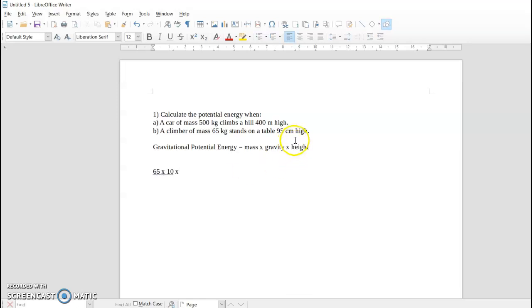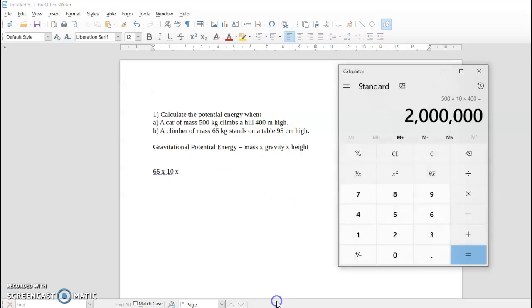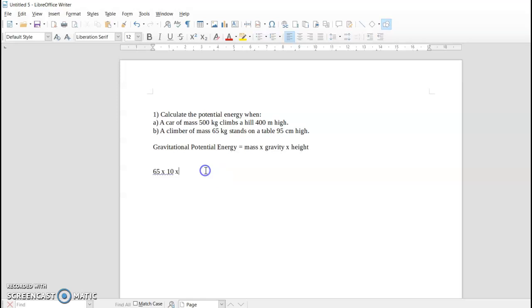And now the height is 95 centimeters. Now remember when we said it all has to be always in meters, so you have to change 95 into meters. To change 95 into meters, you have to divide it by 100. If you divide 95 by 100, it is equal to 0.95. So you know that the height is 0.95 meters.